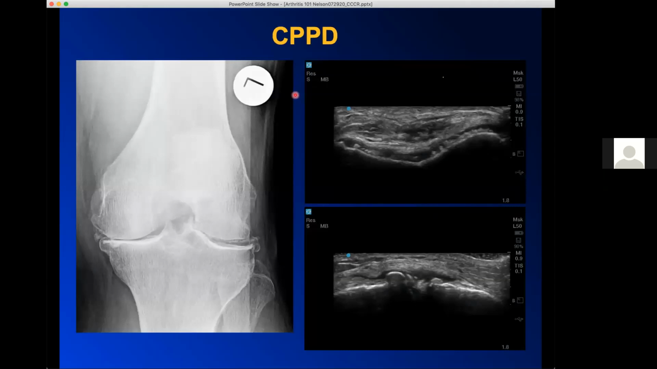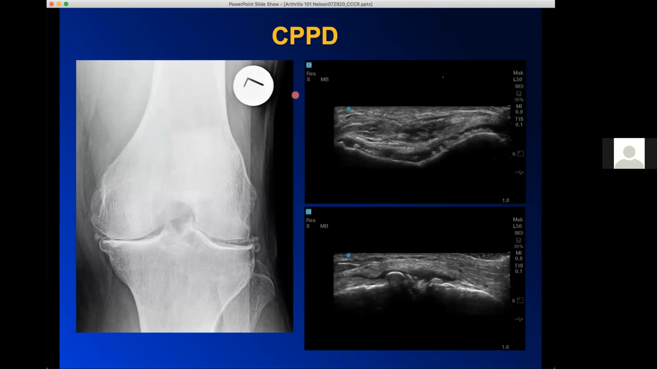Gout is not the only crystal that one can get in a joint. So CPPD, or calcium pyrophosphate, is another type of crystal, which can cause something called pseudo-gout, which can act just like gout, thus the pseudo-gout. Also very commonly coexists with osteoarthritis or impacts osteoarthritic joints. So on the left, we see an x-ray of a knee with really no joint space to speak of, and we can see chondrocalcinosis. So if you look in between the femur and the tibia, there's sort of this extra line there, extra bright stuff, and that stuff is calcium pyrophosphate.